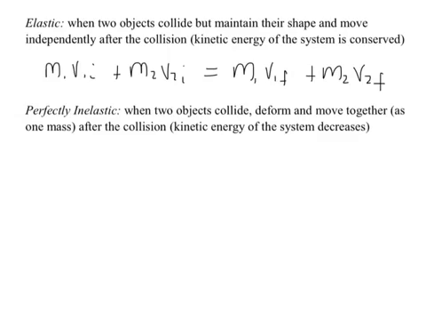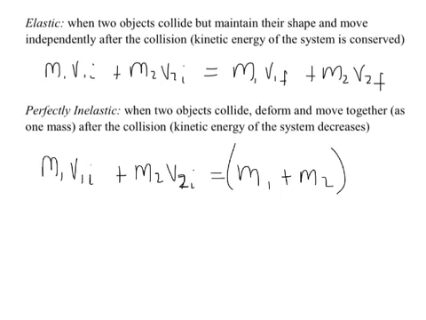So this equation would look like the following. m1 v1i plus m2 v2i, but now they fuse together and they're one mass afterward, quantity m1 plus m2, and since they're moving together, they have the same velocity afterward, so it's simply vf. Now, something good to take note of is that most collisions are somewhere between elastic and perfectly inelastic. We simply call them inelastic collisions.